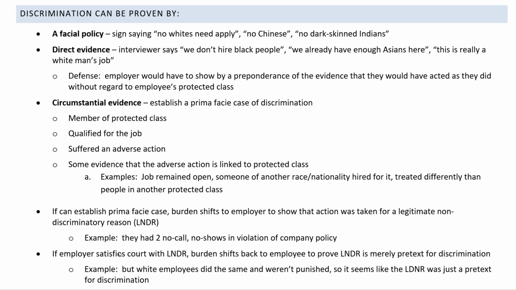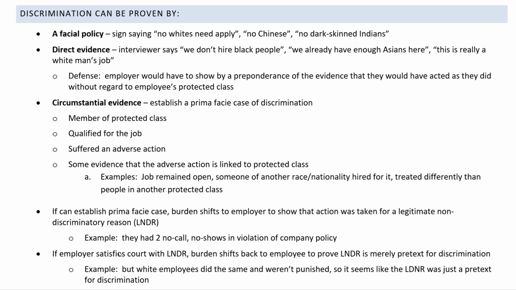Okay, so they would have had to be qualified for the job in order for the employer to be liable for discrimination. If they're not qualified, then they shouldn't have been working there in the first place, so then it wouldn't count. Third, they suffered some type of adverse action. That can mean not getting hired. It can mean me being fired, being demoted, whatever that adverse action might be.